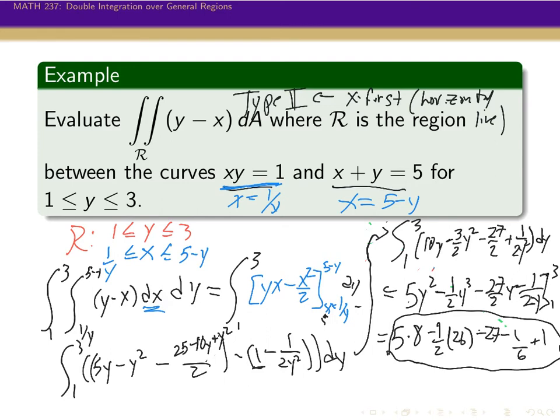So if you get a region that fits nicely into neither a type 1 nor a type 2, what do you do with it? Well, if you can't write it as either of them as is, then you have to cut it up in some way and break it down into smaller regions that do fit nicely into them.